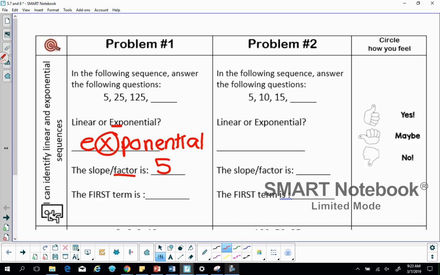What would be the next term right here? 625, right? I multiply by 5. What's my first term here? 5. Cool. Let's go to the next one.